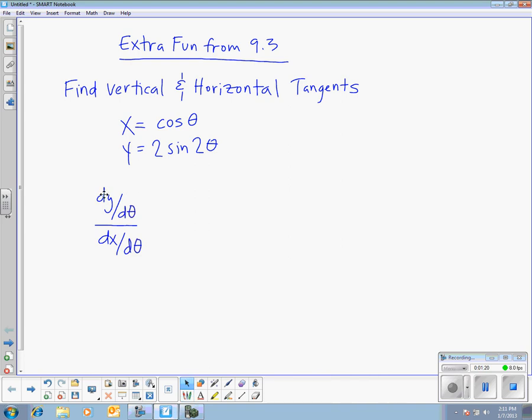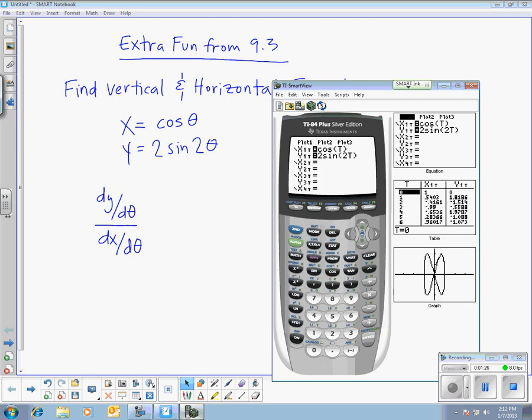Actually, let's go ahead and check the graph out so we can kind of get an idea of what we're looking for. We're looking for vertical and horizontal tangents of this graph. So with my calculator in parametric mode, I enter my two equations and go to graph. And you get this cool little bow tie sort of shape. I love parametrics because they generate graphs that you've never dealt with before and you've never seen, but equations still generate them. So they come from plugging in different values of theta into the x and the y.